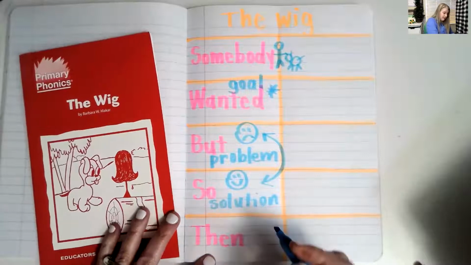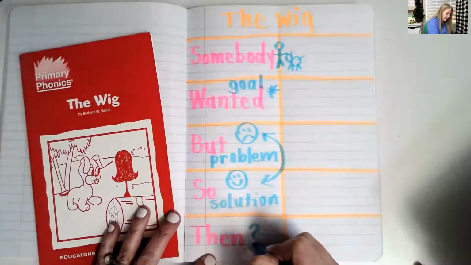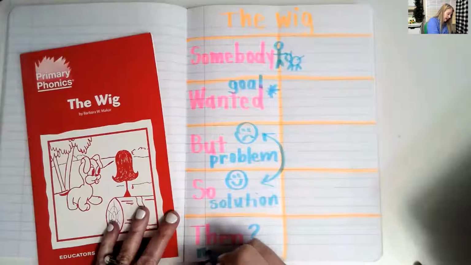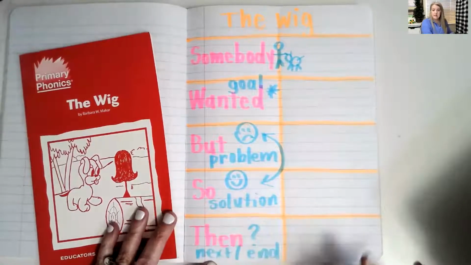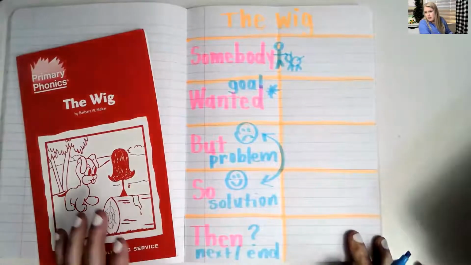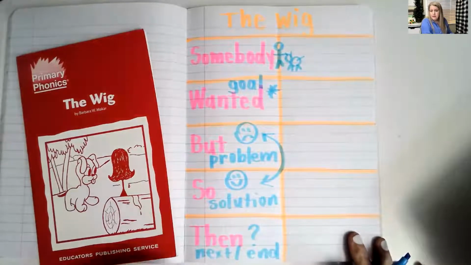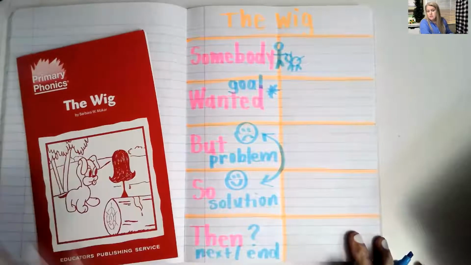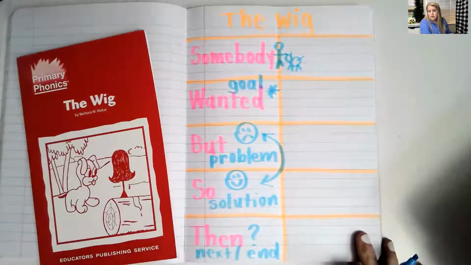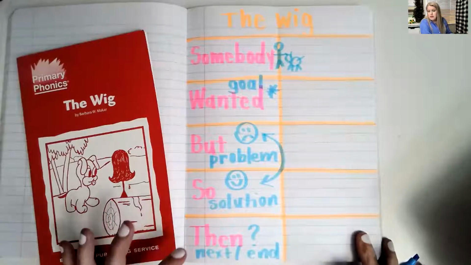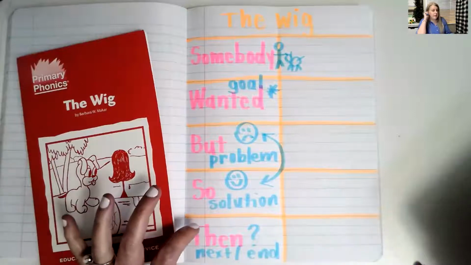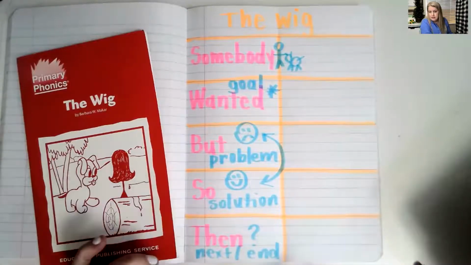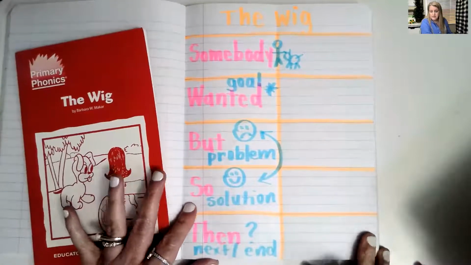And then what happens next, or how does it end? I guess it depends on if this is summarizing a chapter, or if this is just the ending of the story. So that's how that would work for the "then." A lot of times you just see "somebody wanted, but, so," but I like the ending "then" to wrap it up. Sometimes you see a "then," sometimes you don't. So I like to put the "then" on it.